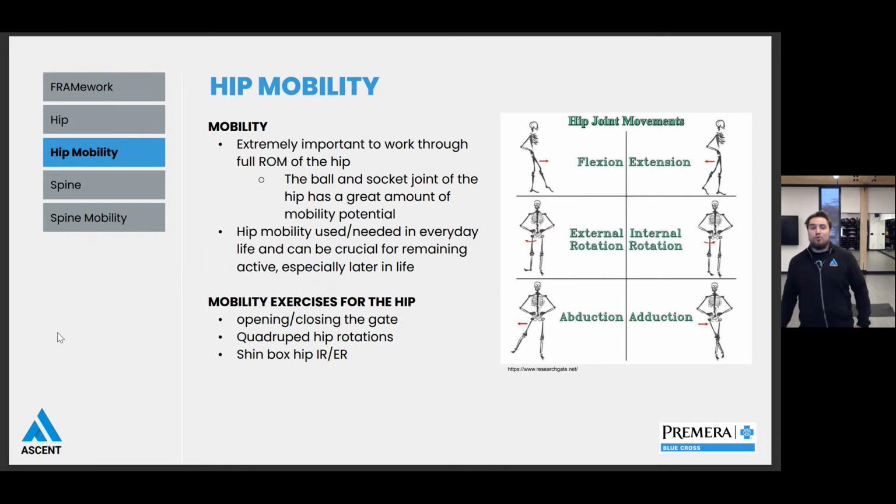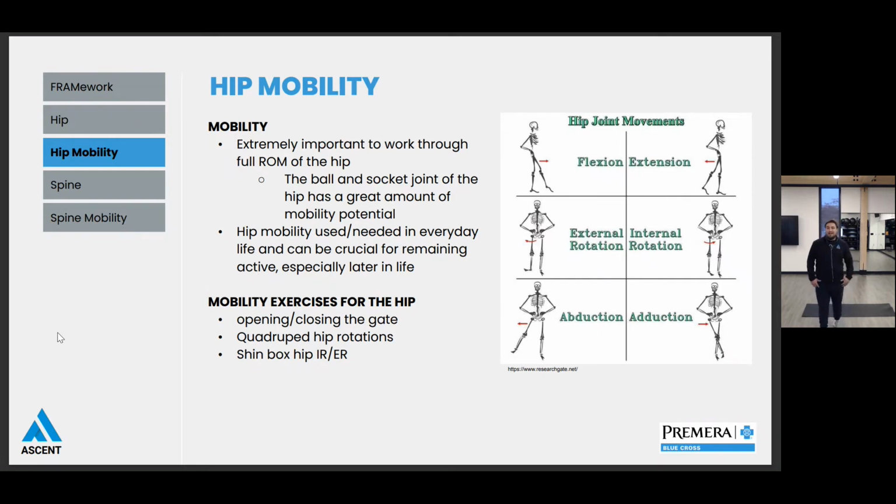But what we're going to be talking about a little bit more today is mobility of the hip. With that, it's extremely important to work through full range of motion of the hip because, like I mentioned before, that ball and socket joint has a great amount of movement potential. So we want to make sure that we're maximizing that movement potential and moving through those three different planes of motion through our hip. And this is so crucial because our hip mobility is used and needed every day. Think walking upstairs, having to step onto a larger box or platform, whatever you may have.